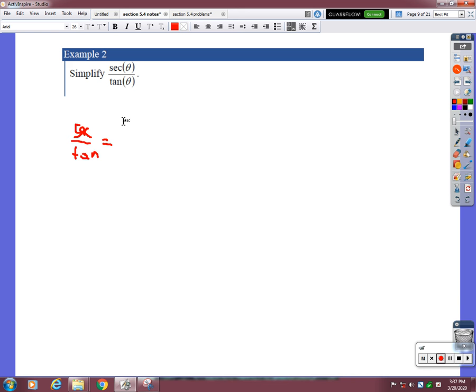So how this goes is I know that secant, for example, is the inverse of cosine. So I'm going to rewrite it as 1 divided by cosine. And then I know that tangent is equal to sine divided by cosine. So I'm going to rewrite it as sine divided by cosine.